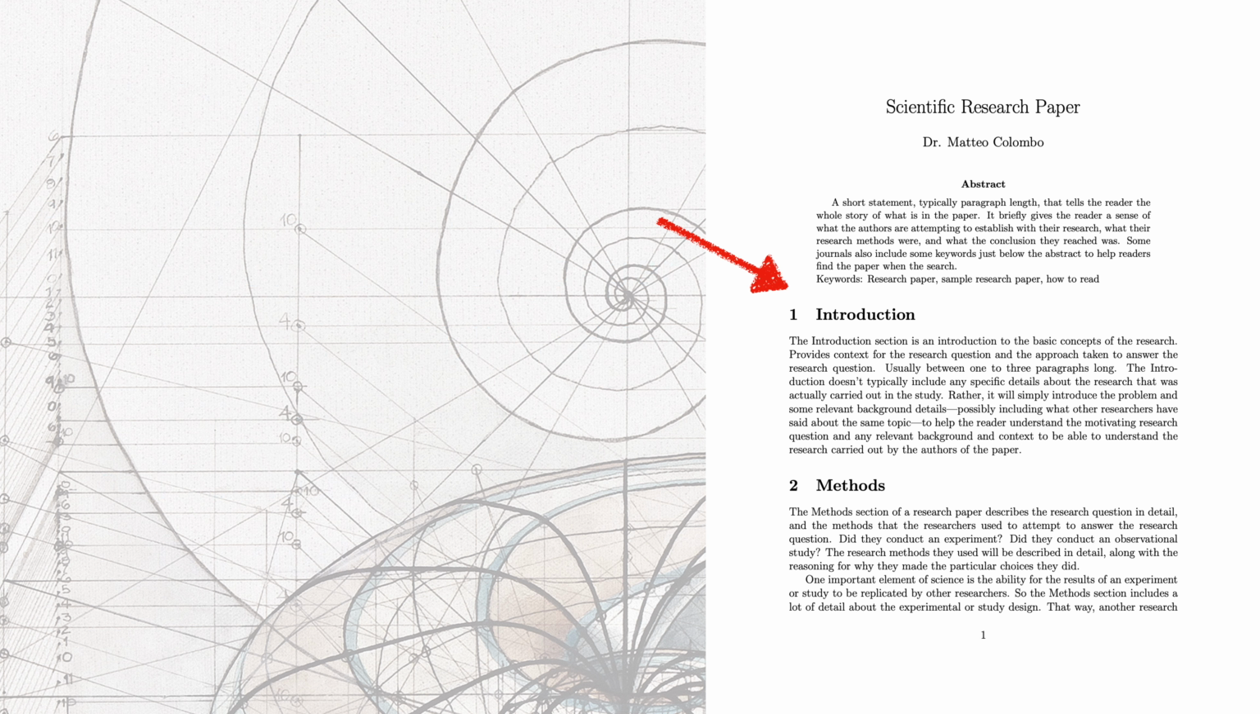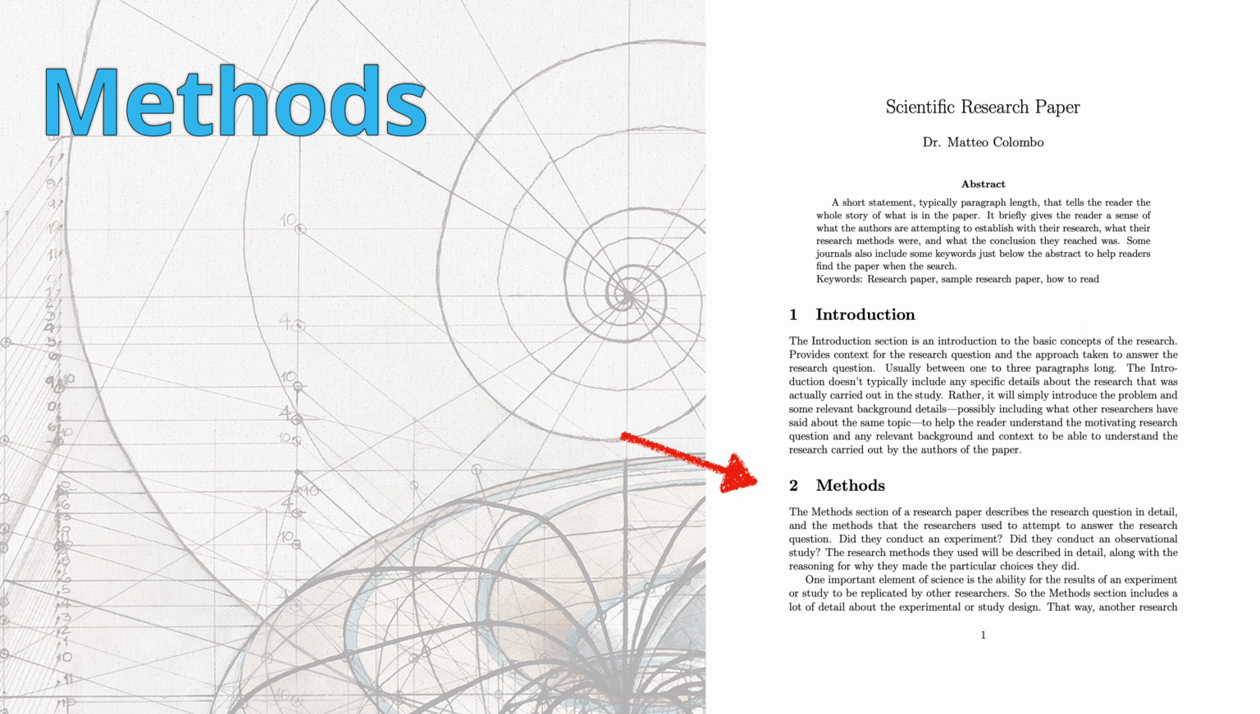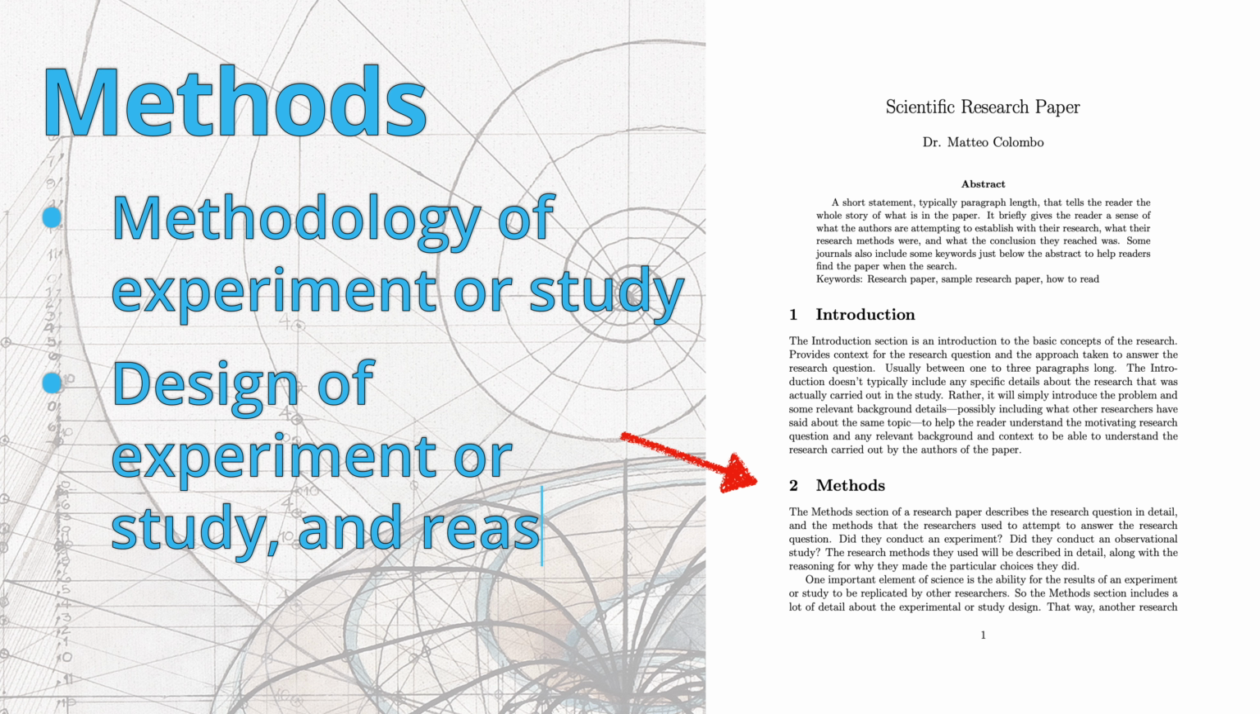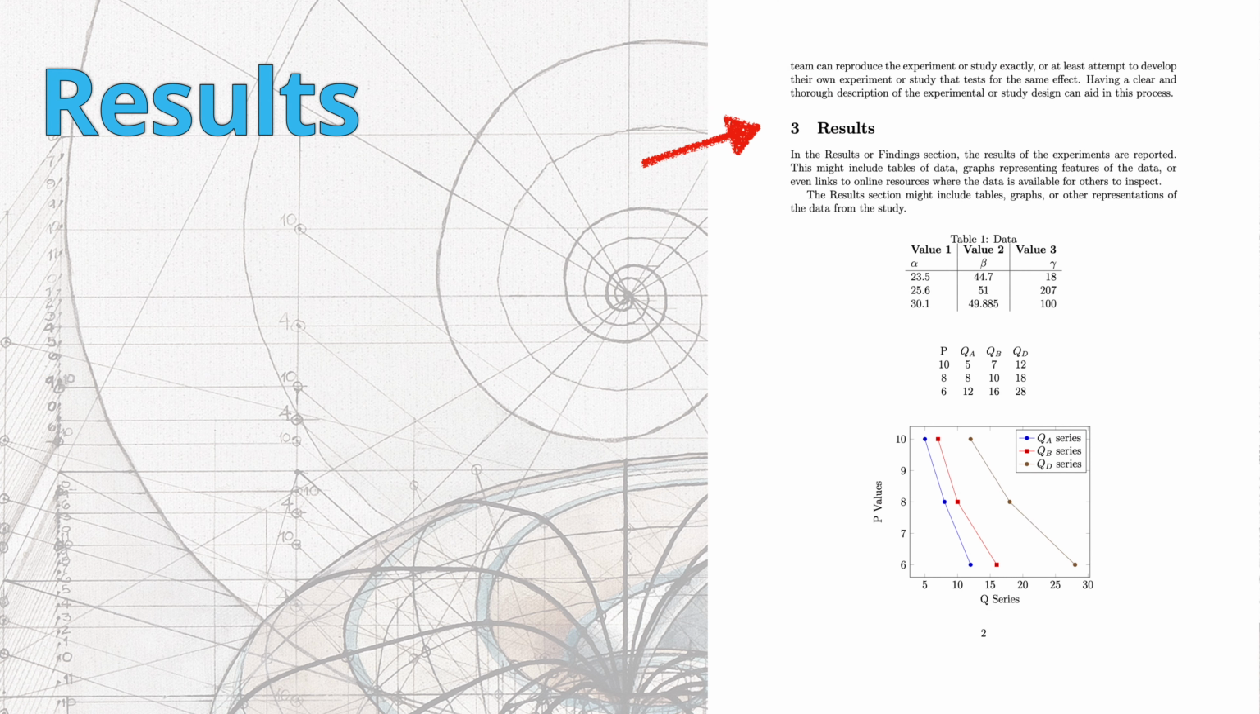In the method section, the authors describe the methodology they followed for their study or experiment. They discuss the experimental or study design and the reasons that these choices were made. In the results or findings section, they present the data that they collected.